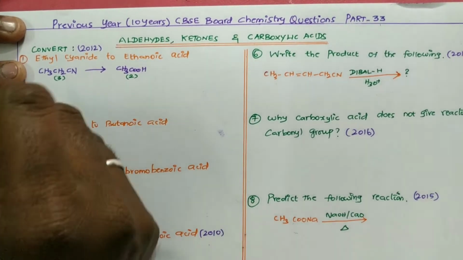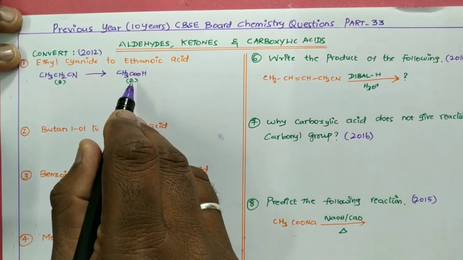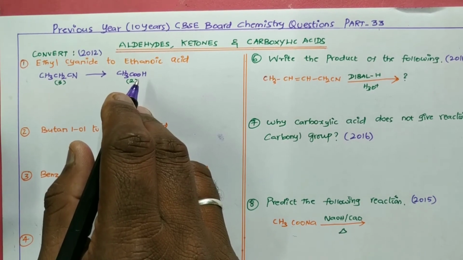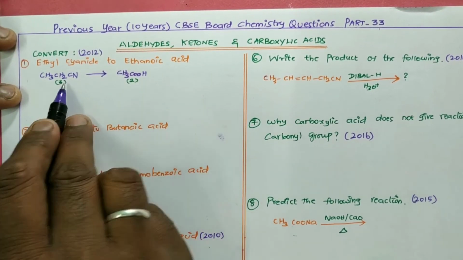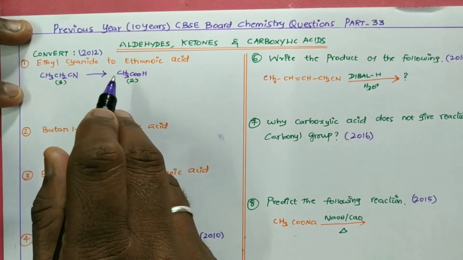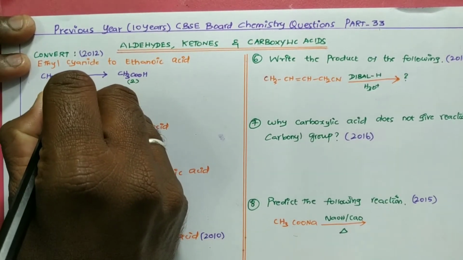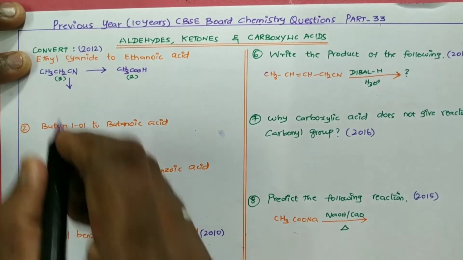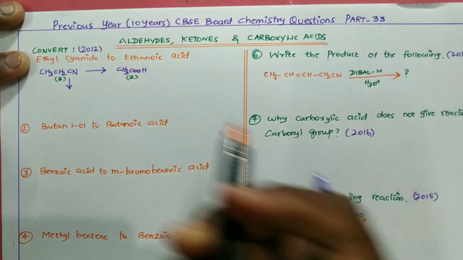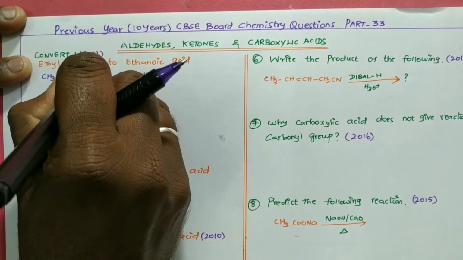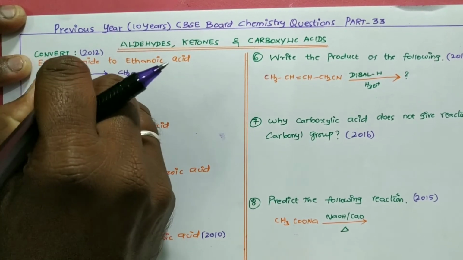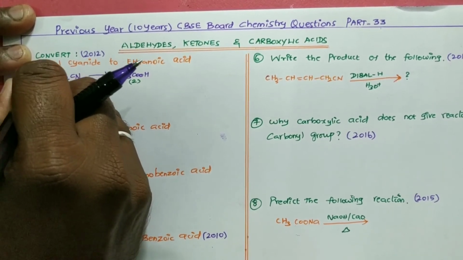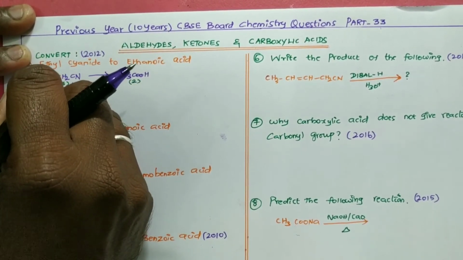The Hofmann bromamide reaction is nothing but a conversion of amide into amine. First of all we have to convert this into amide, then we have to convert it into amine. That is the idea. So here I have to convert this cyanide into amide. We can do partial hydrolysis in presence of either acid or base. This is a partial hydrolysis.